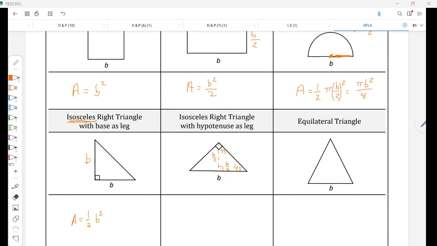We have base times base over 2, which is, so we have 1/2. I knew it was going to be different. Base times b over 2. So this one's going to be 1/4 b squared, or b squared over 4. I was clunking my 2 halves together. I'm like, it can't be the same as this one.